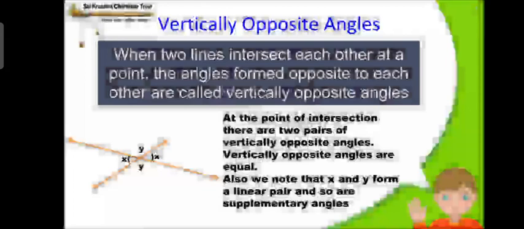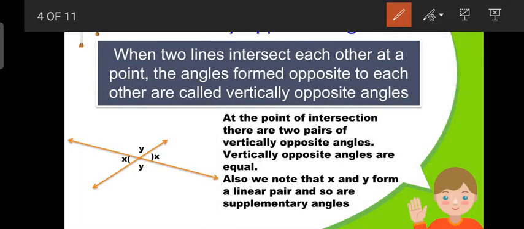When two lines intersect each other at a point, the angles formed opposite to each other are called vertically opposite angles. Intersect means what? Like a cross mark, it is called intersecting. At the point of intersection, there are two pairs of vertically opposite angles, and vertically opposite angles are equal. Also, we note that X and Y form a linear pair and so are supplementary. Right? Can you all look at this diagram here? See here.